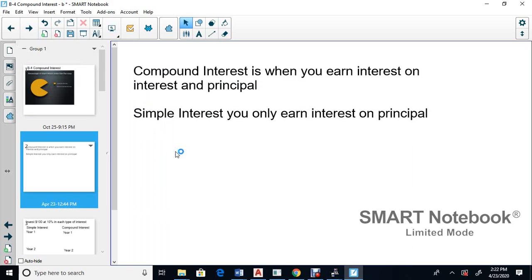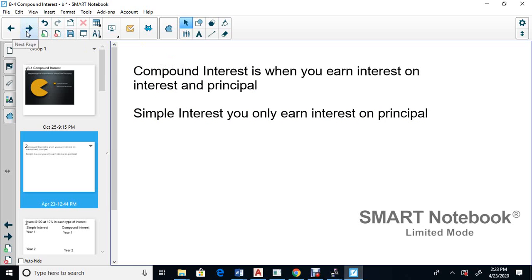Okay, compound interest is when you earn interest on interest and principal. You're going to earn not only interest on what you put in at the start, which is the principal, but you're also going to earn interest on interest. Simple interest, you only earn interest on what you put in at the start, or on the principal.